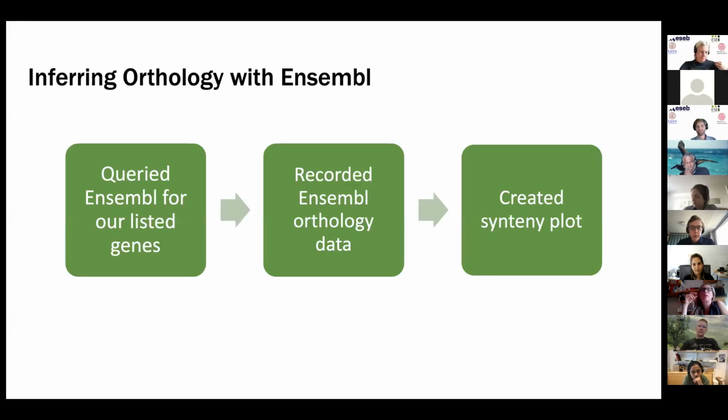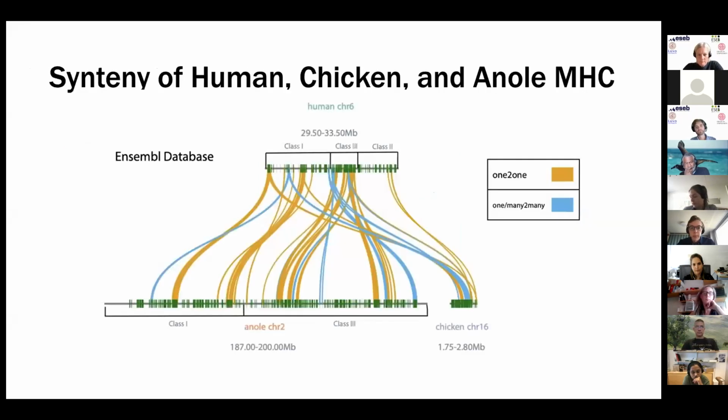We queried Ensembl for our list of genes and recorded the orthology data that they had already compiled for them, and created this synteny plot. Just to orient you, we have the human MHC on the top, the anole on the bottom left, and the chicken on the bottom right. The green rectangles are coding regions, and the orange lines connect genes that Ensembl dubbed as having a one-to-one relationship, and the blue lines are those that Ensembl said had a one-to-many or many-to-many relationship.